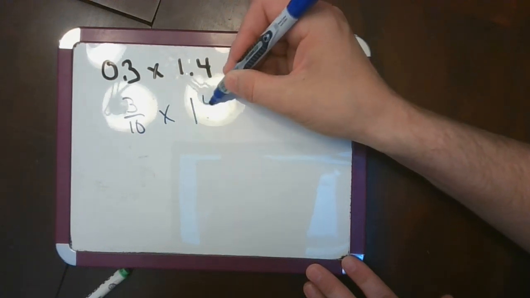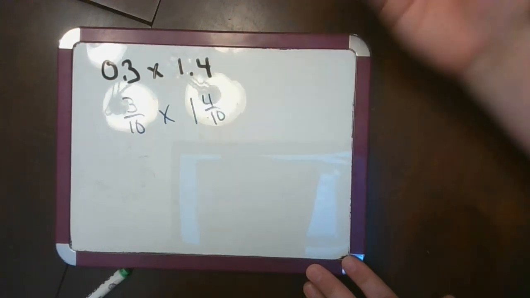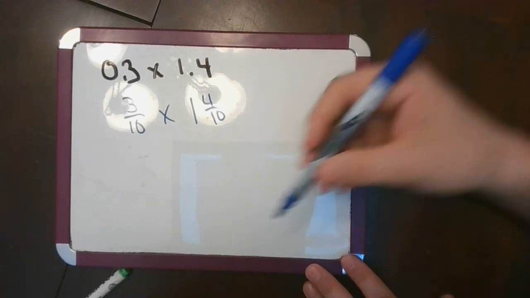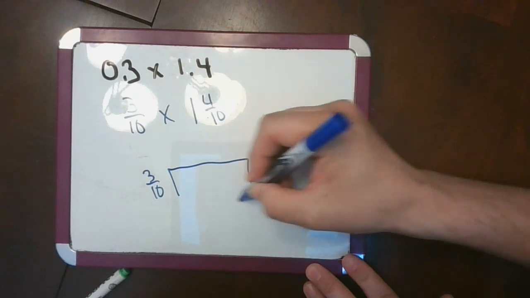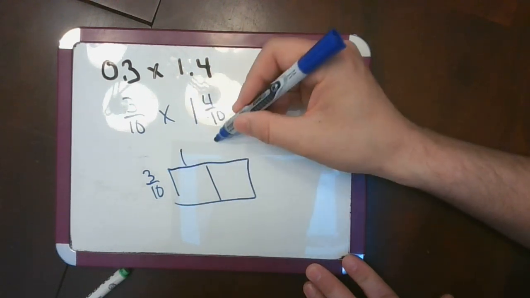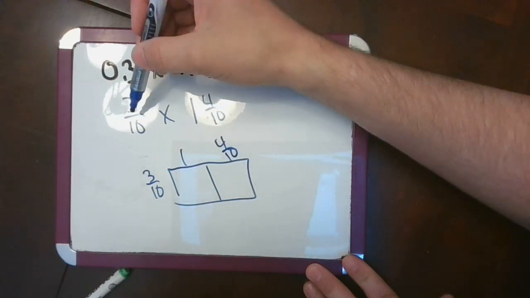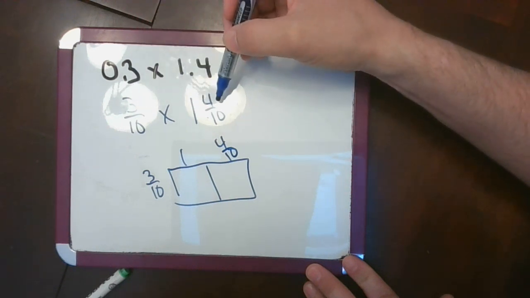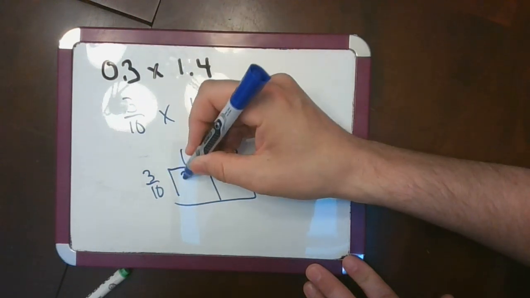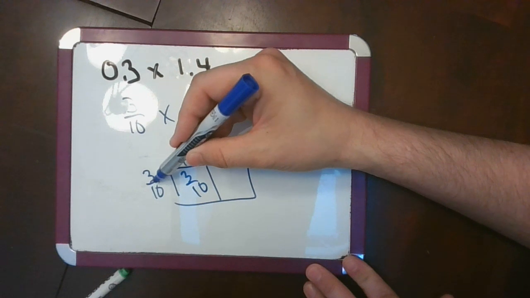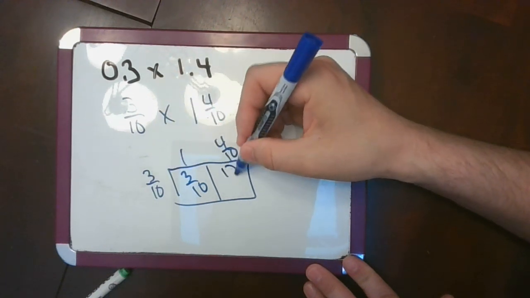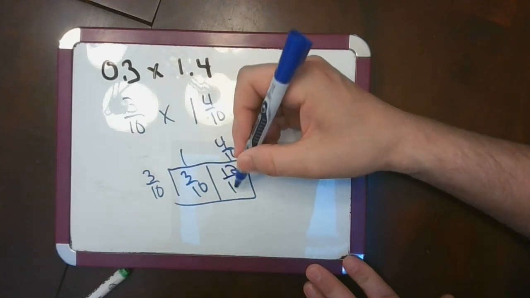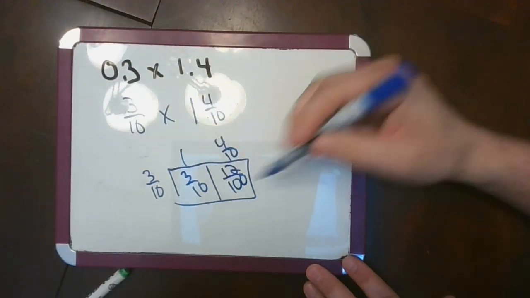So 1 and 4/10. Now from here, you guys know lots of different strategies for doing it. So we could do 3/10 times 1 and 4/10, because you have to remember you have to multiply it by the 1 and the 4/10. So 3/10 times 1 is 3/10, and 3/10 times 4/10 is 3 times 4 is 12, and 10 times 10 is 100. So looking at now, we've got to add those together.